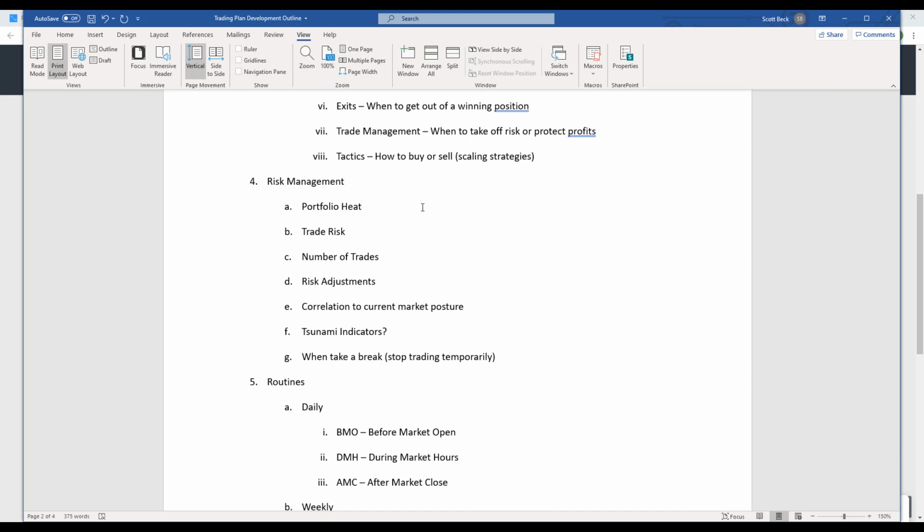So portfolio heat is going to help me decide how much risk do I take overall.